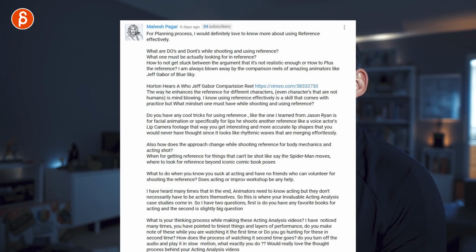Do you have any cool tricks for using reference? Like the one I learned from Jason Ryan is for facial animation, or specifically for lips, he shoots another reference, like a voice actor's lip camera footage. That way you get interesting and more accurate lip shapes that you would never have thought of.